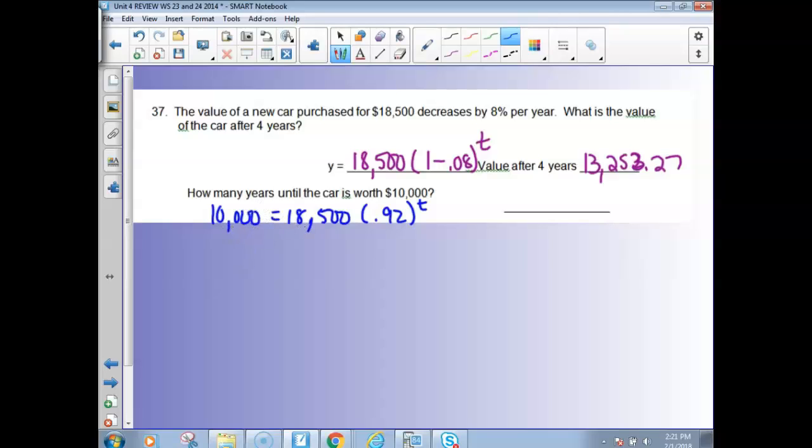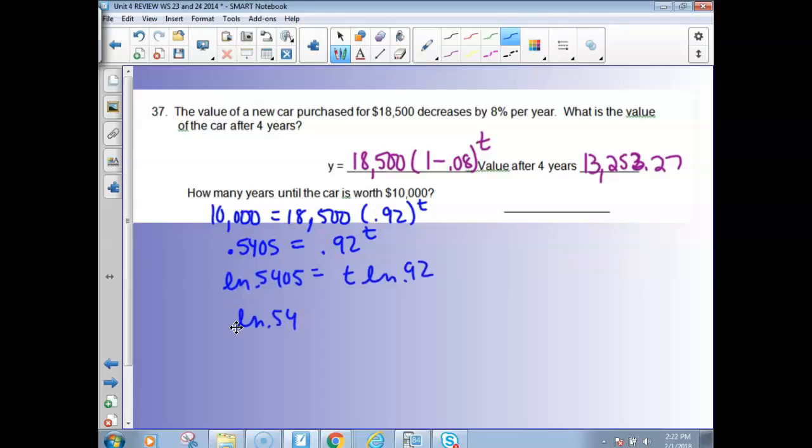10,000 divided by 18,500. Someone give it to me. What's that? 0.54. Give me two more places. 0.5405. Okay. So here's where we would be at. And then you could just take the natural log, I just use natural logs because it's faster to write. The ln of 0.5405 equals t times the ln of 0.92, and then you can divide those.